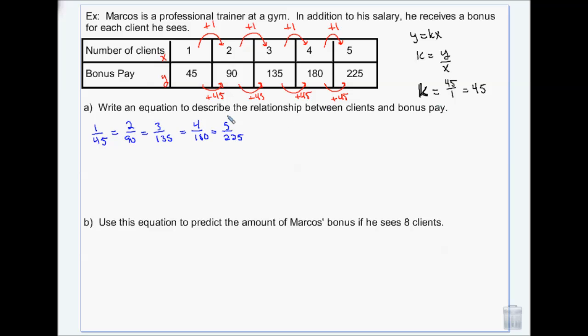Well, 2 over 90 will reduce to 1 over 45. So yes, those are equal. And 3 over 135, if I divide both of them by 3. Here, if I divide both of these by 4. And here, if I divide both by 5. So all of my ratios are equal, so it is a proportion, or proportional relationship.